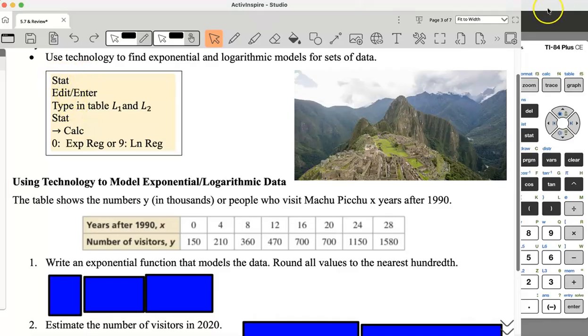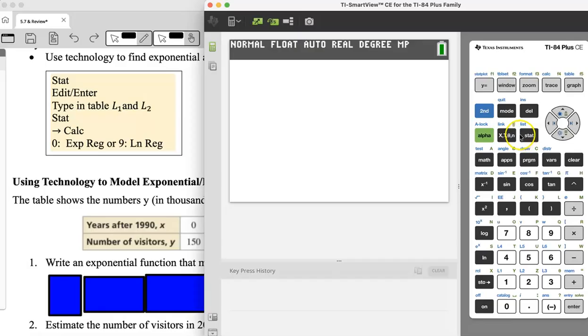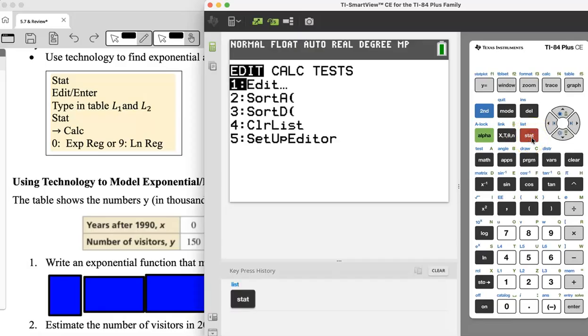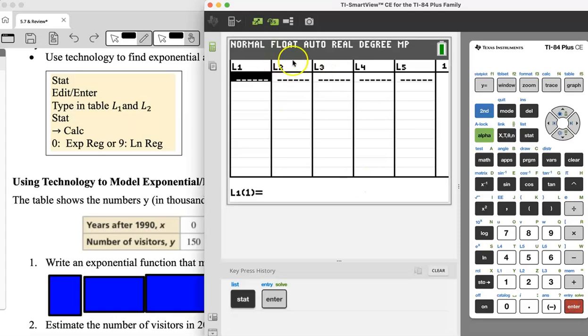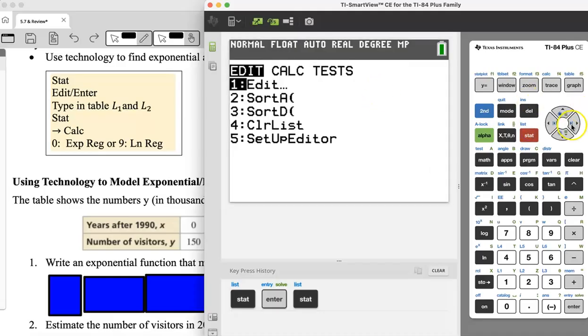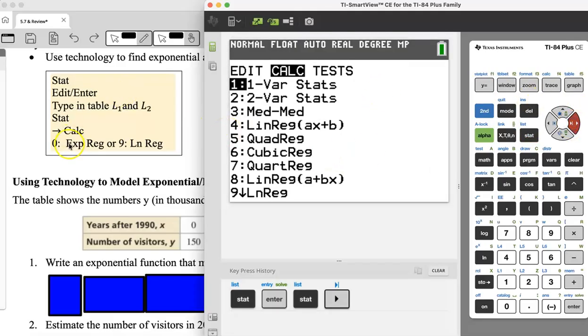You're going to press the Stat button, which is located up at the top of your calculator. You are going to hit Edit, Enter, to get to your stats. And then you're going to type in your table into L1 and L2. And then once you do that, we are going to press Stat again, and we go to the right to Calc. And then now we are dealing with exponentials and logarithms.